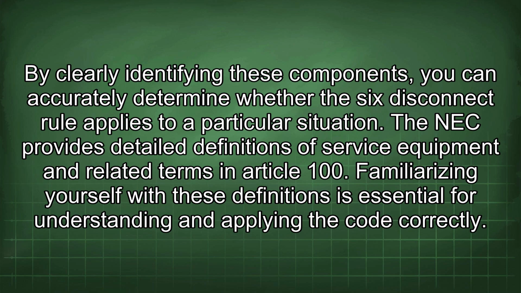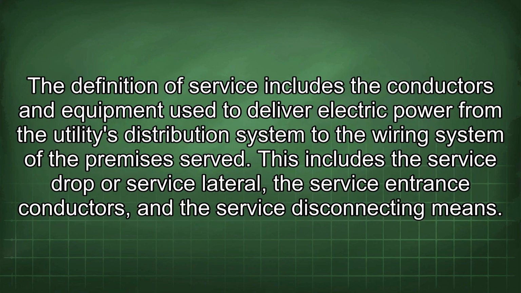The NEC provides detailed definitions of service equipment and related terms in Article 100. Familiarizing yourself with these definitions is essential for understanding and applying the code correctly. The definition of service includes the conductors and equipment used to deliver electric power from the utility's distribution system to the wiring system of the premises served. This includes the service drop or service lateral, the service entrance conductors, and the service disconnecting means.